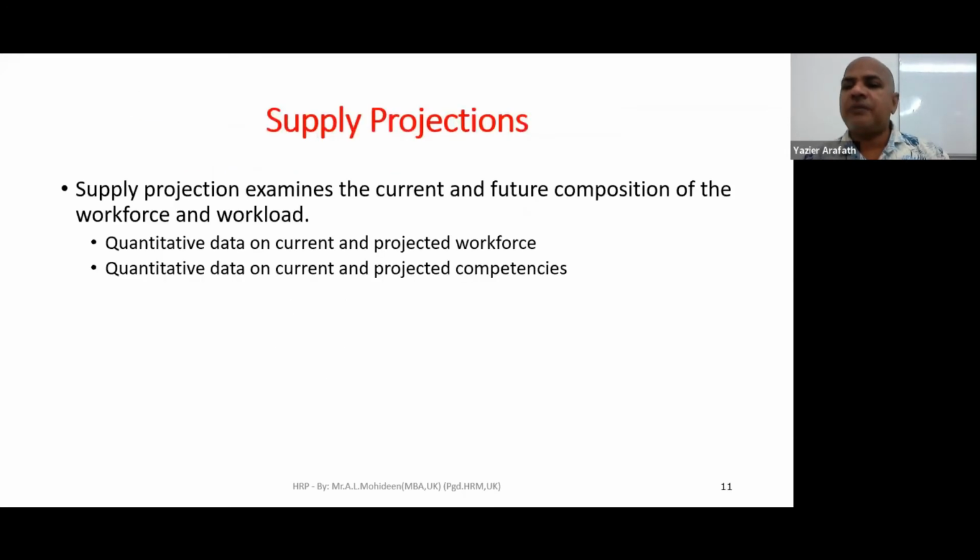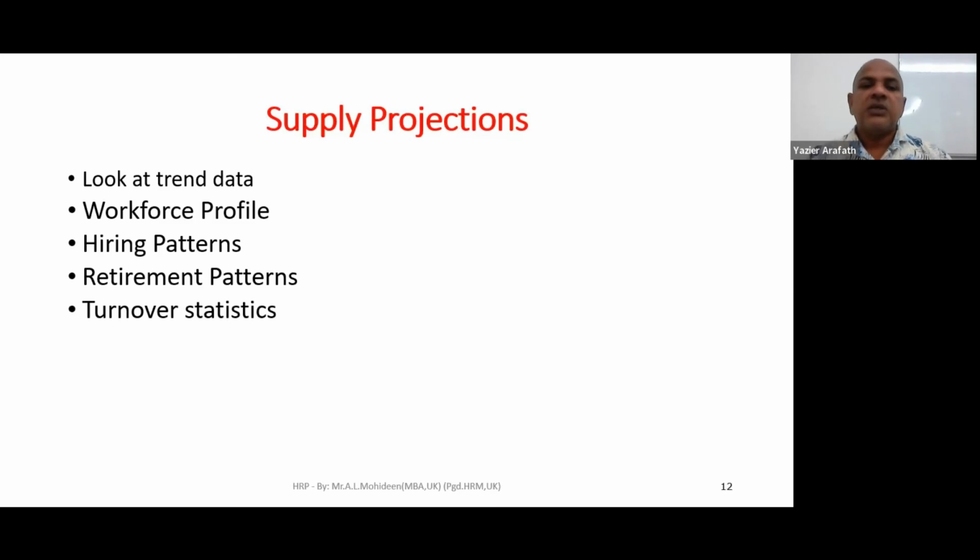Now we have to analyze and then supply the projections. Supply projection means examining the current and future composition of the workforce and workload. So what is the workforce we already have? What is the future we need? So the quantitative data and qualitative data should be collected. When we supply the projection, look at the trend, the data, the workforce profile, as we discussed, the hiring pattern, that is important. So how we hire people, what is the pattern that we are having? Retirement patterns. How many people are retiring? Turnover statistics.